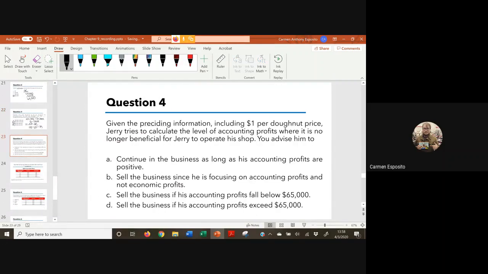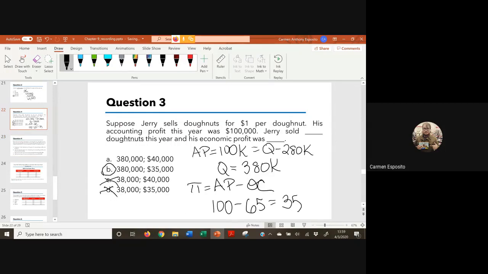Our last question regarding this prompt is, given the preceding information that includes $1 per donut, Jerry tries to calculate the level of accounting profits where it's no longer beneficial for Jerry to operate his shop. Well, remember what I said, the either-or decision compares the accounting profit to the opportunity cost. And if the accounting profit exceeds or is equal to the opportunity cost, then you want to stay in business.